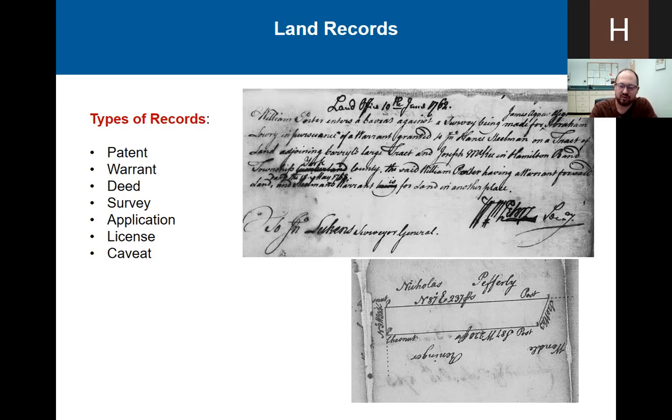Licenses were often issued if, like in Pennsylvania, somebody was not eligible for a warrant because the Penns had not purchased a portion of property. They would give someone a license to go settle unsettled lands, and hopefully in the future they would be able to obtain a warrant via survey. A caveat, that's an exception. If somebody settles a land and somebody argues, well, they don't own this portion of it, they would file a caveat against them. These are all common records that you'd find in FamilySearch.